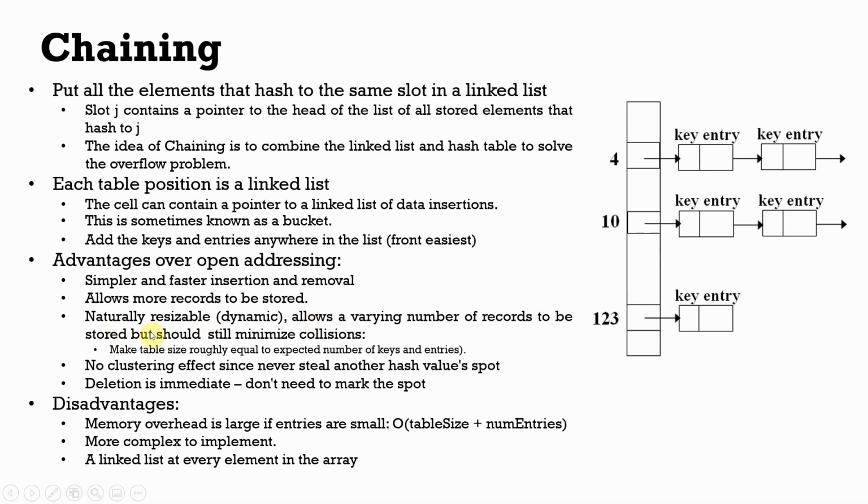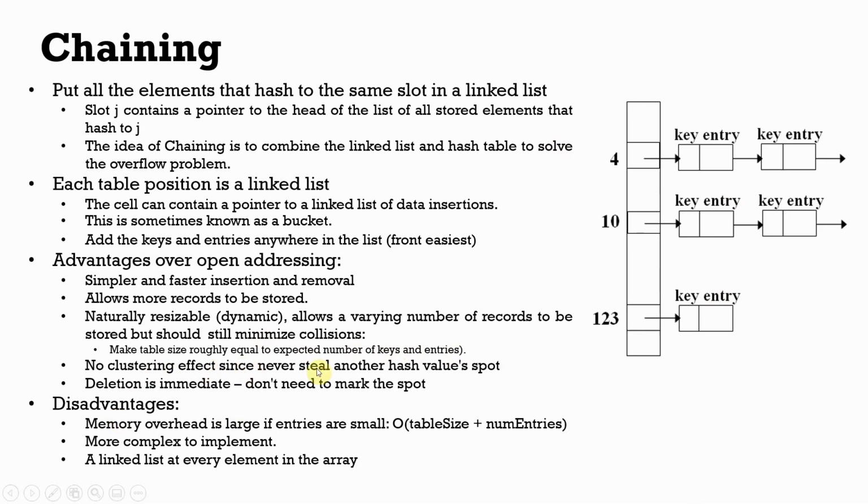It's dynamic, naturally resizable, and allows a varying number of records to be stored, but should still minimize collisions. So in this case, make the table size roughly equal to the expected number of keys and entries. For chaining and open addressing, we have different rules of thumb. If you remember, for open addressing, we mentioned that we want it to be at least twice the size, and it should be a prime number. But here we don't have that. We just want to make sure to minimize the memory.